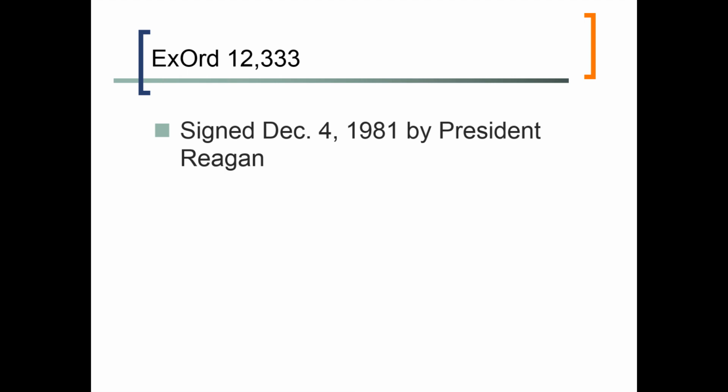I also gave you Executive Order 12333. This executive order is quite famous and important in the intelligence community for a number of reasons. So remember that an executive order is an order issued by the president.